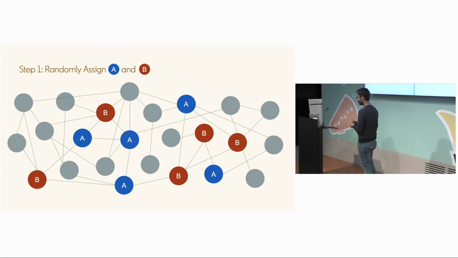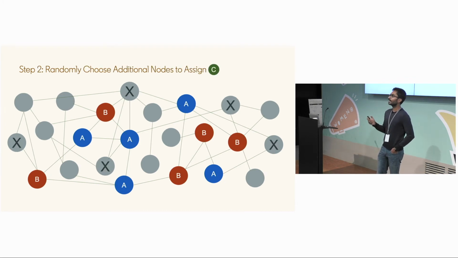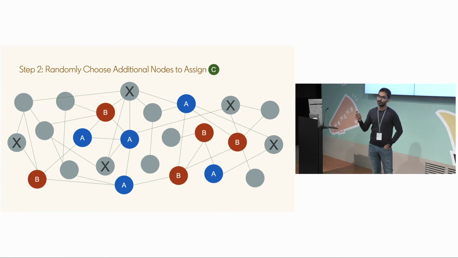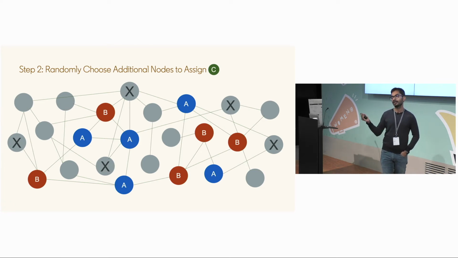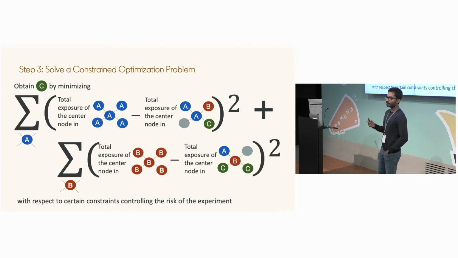We first start with a random design, which is just classical A/B testing design. It's not graph clustering. And then we select some additional nodes randomly to assign them to the new treatment, the treatment C. And how do we choose treatment C? Is by solving an optimization problem.